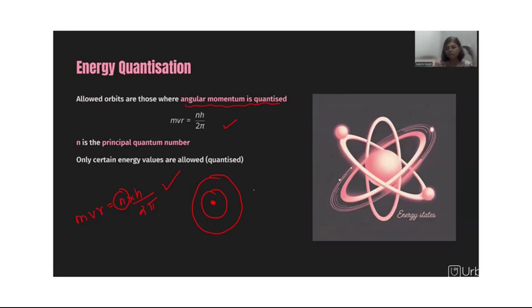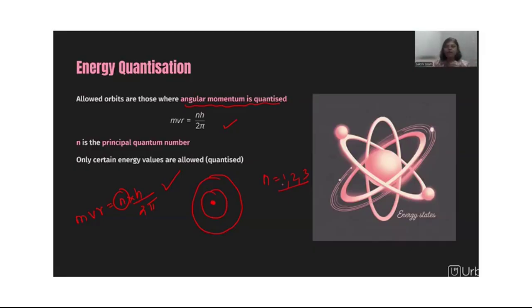So this is how we can calculate the energy. n should be a whole number, 1, 2, 3. It cannot be in decimal form. It should be a whole number. And n here is the principal quantum number, that is the shell. For the first shell, n is equal to 1, for the second shell, n is equal to 2, for the third shell, n is equal to 3. For these particular shells, only certain energy values are allowed. The first shell has a fixed energy, the second shell has a fixed energy, and the electron can enter those shells.